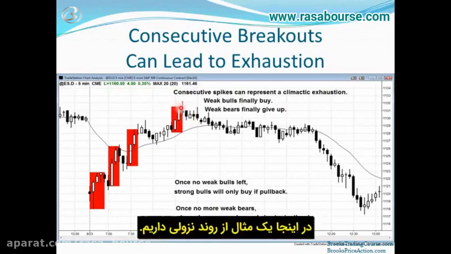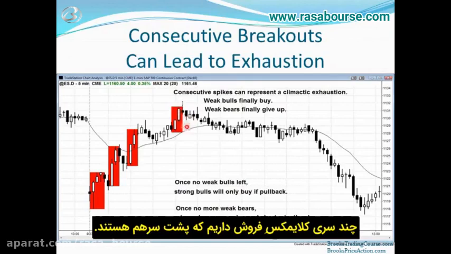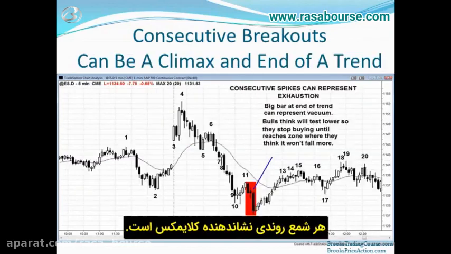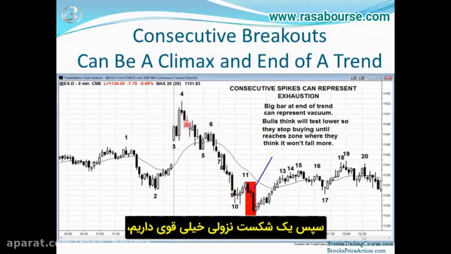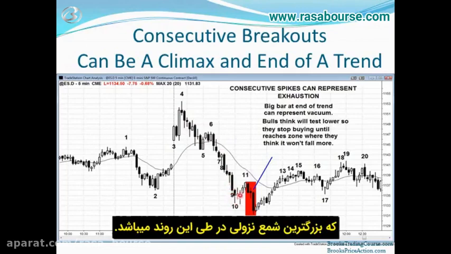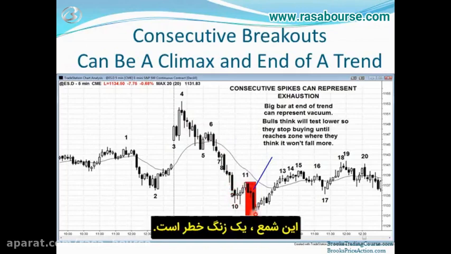Here's an example in a bear trend, consecutive bear climaxes. Each series of bear trend bars is a climax. We have a two-legged pullback, and then we have a strong bear breakout, the biggest bear bar of the entire trend. That is a red flag to traders.